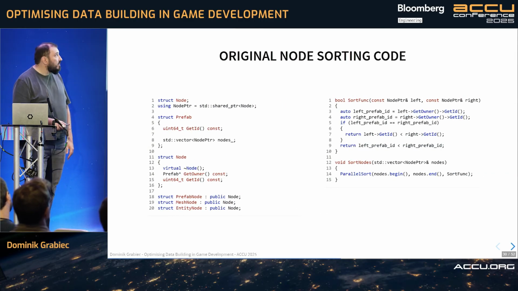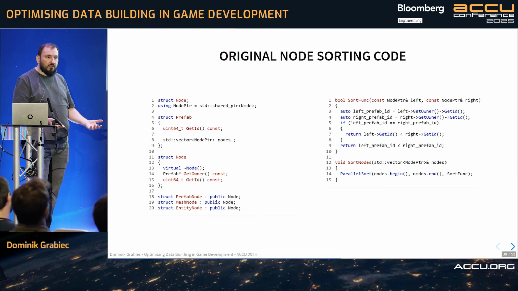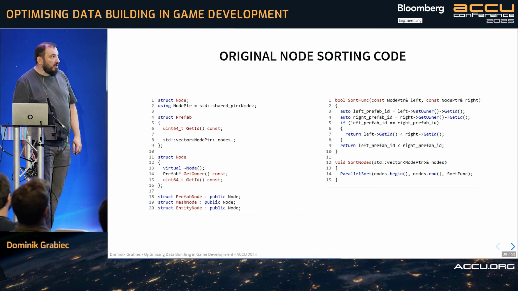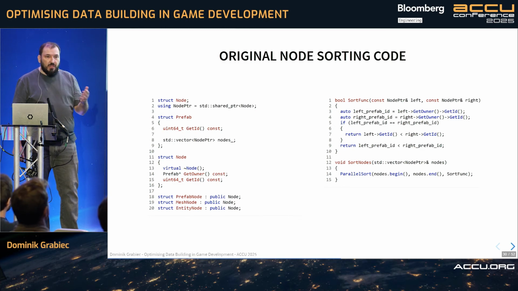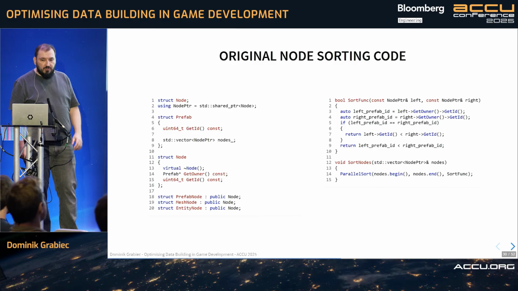This shows the original sorting code for an example where you've got a prefab, which is a collection of nodes, and a node which has a few properties. The sort function has a whole bunch of indirection, accessing different things through memory and comparing them. It's a small example, but it still illustrates this point.